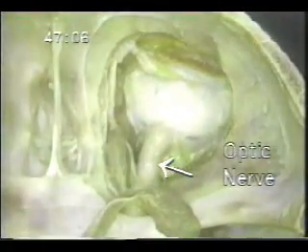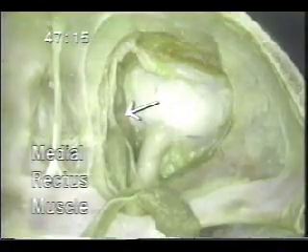Here's the optic nerve, as we've seen already. Here's the superior oblique muscle going round its pulley, or trochlea. Here are the medial rectus and lateral rectus muscles. We'll go round to a front view to see the nerves better.